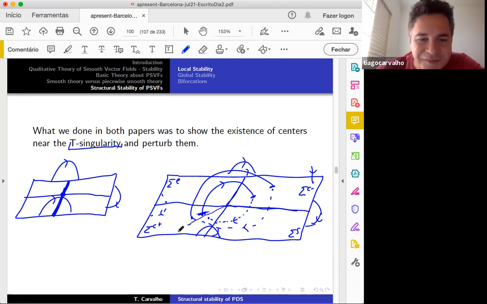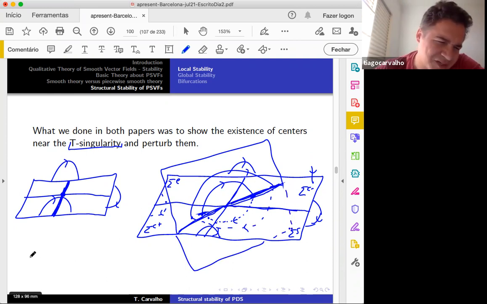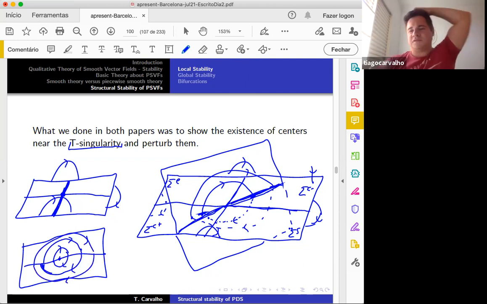Moreover, it's possible to construct a plane, a transversal plane here, where every trajectory at this plane... I will picture this plane here, okay? It's closed. So the singularity for this case behaves like a center, okay?